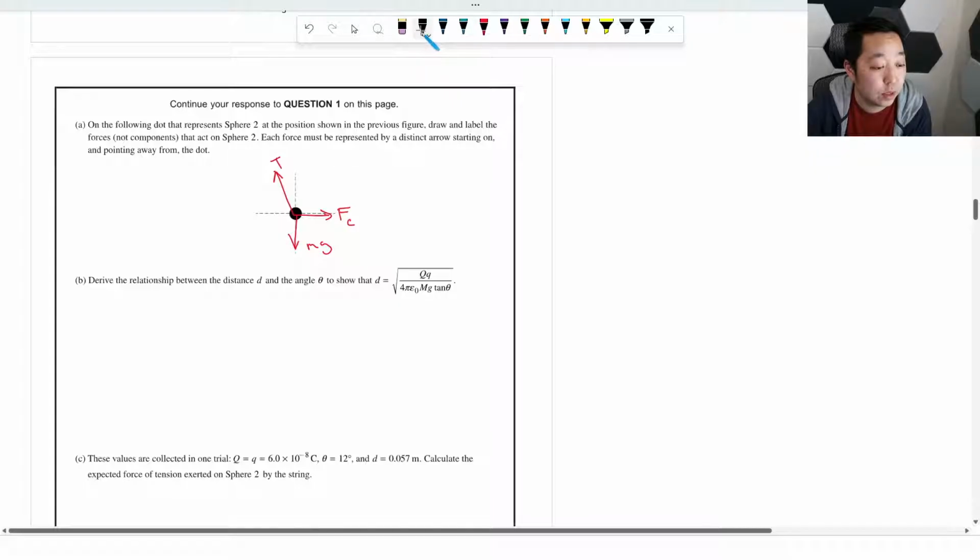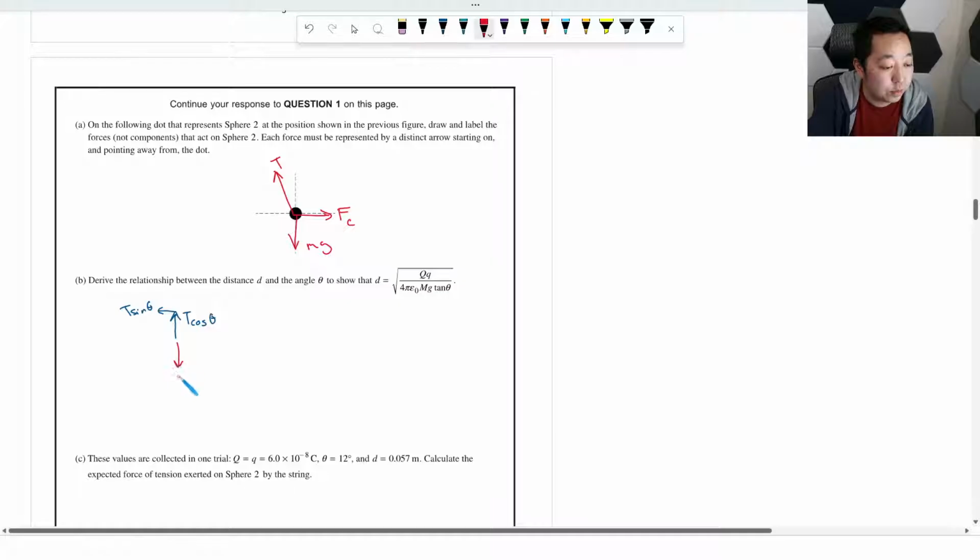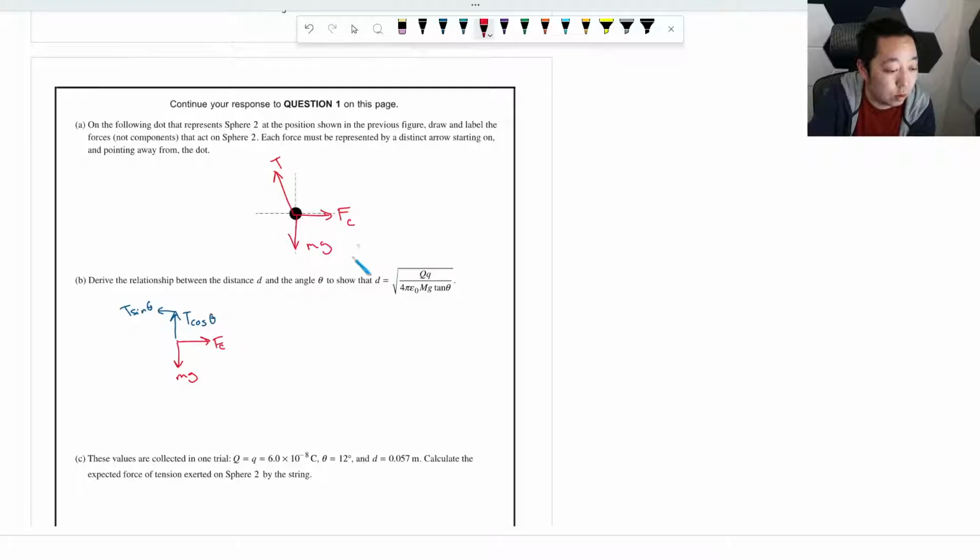Derive the relationship between theta and d, and show that d equals... All right, so how are we going to handle that? We're just going to break down our free body diagram here, right? If you decompose the forces, it really should be T cosine theta up, and T sine theta to the left like that. And then I have mg, and then I have my electrostatic force or Coulomb force. And because the acceleration is 0, it's just suspended there, then all the x forces are equal.